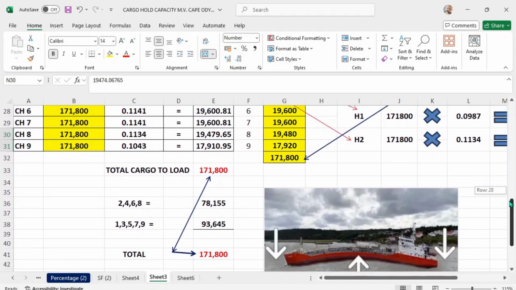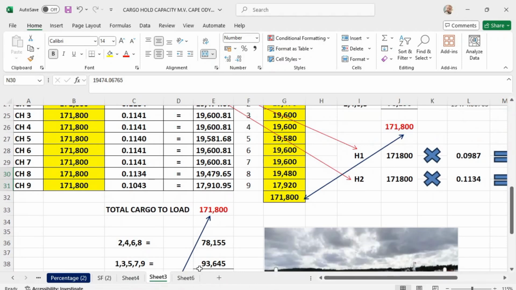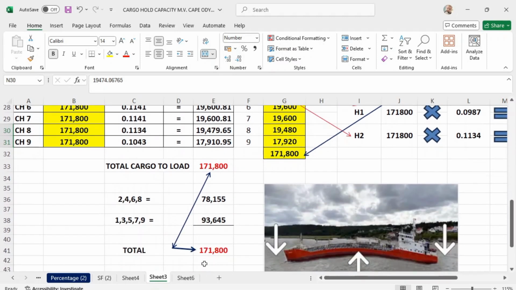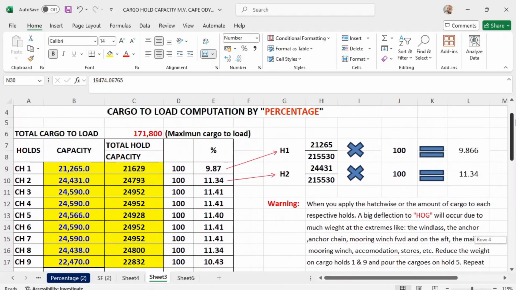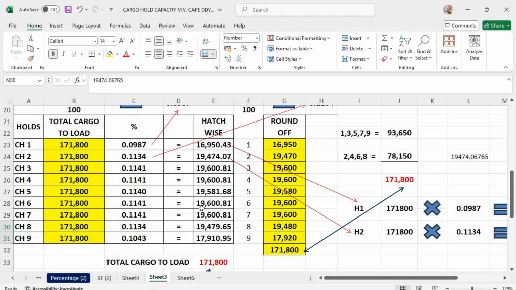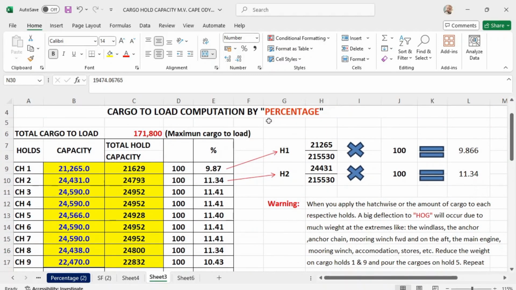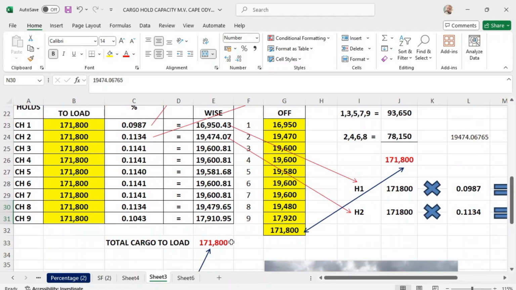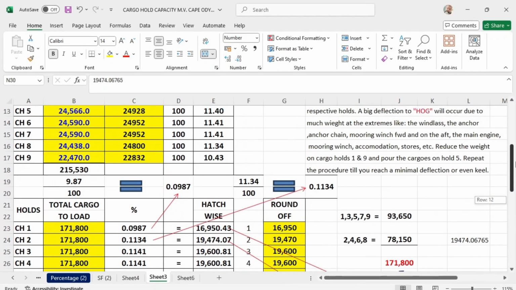And in holds 1, 3, 5, 7, 9, you have here 93,645, and I have here 93,650. 5 tons difference, yet the total is 171,800 metric tons, and here is the same 171,800 metric tons. Okay, so this is how you compute cargo to hold by percentage. Okay, so just follow the procedures here and here until you get a total of 171,800. So I will repeat this one, guys.